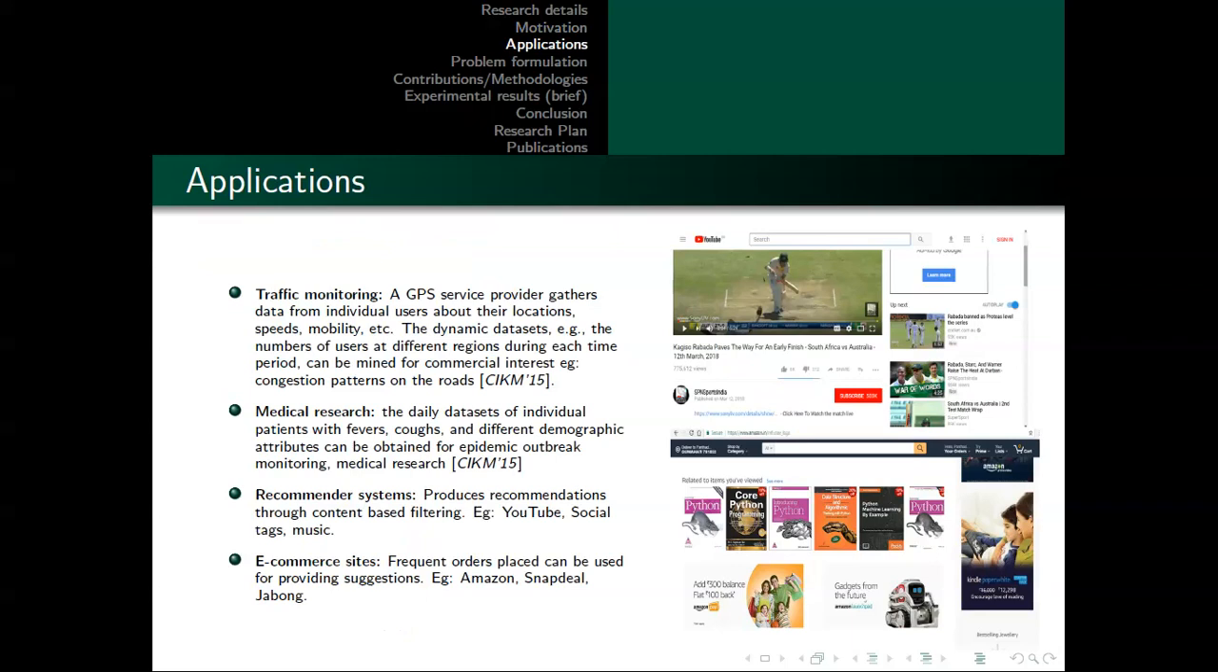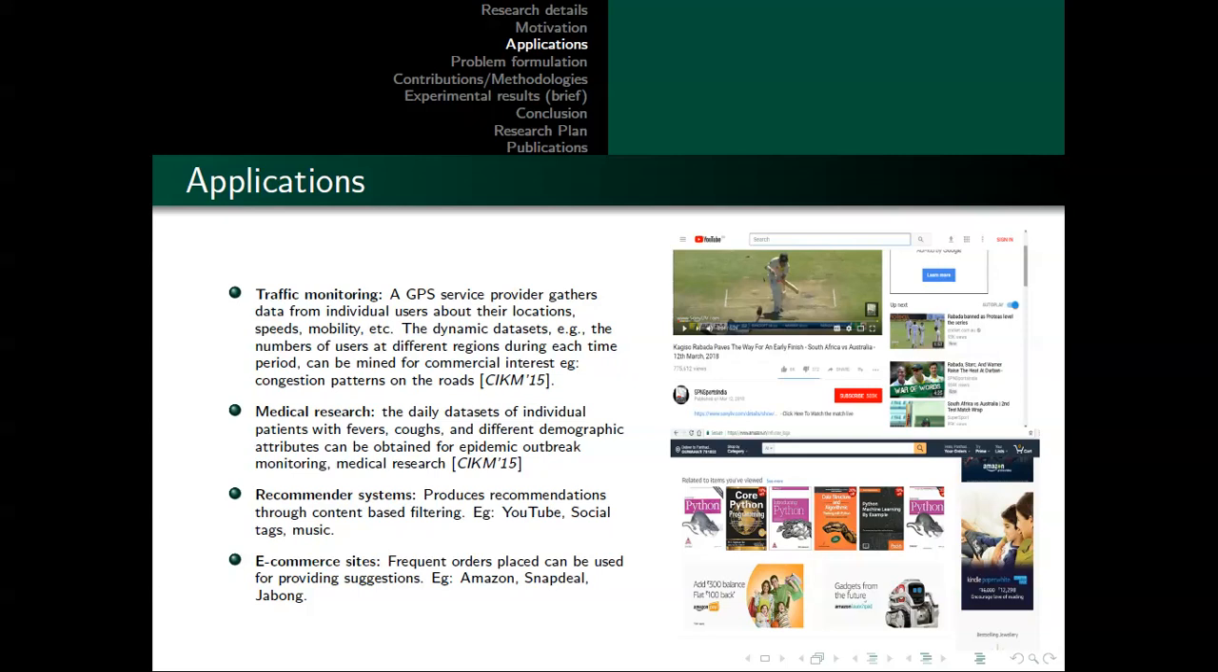These are the applications of this work, possible applications. Traffic monitoring. So we can say that a GPS service provider gathers data from individual users about locations, and the density of the users at different places can change with the passage of time. So this is where the data is also changing. And if you have to find the traffic congestion patterns based on the change of the vehicular density or the density of people in that area, then such kind of algorithms can be helpful.